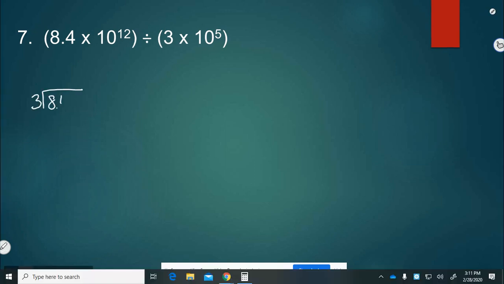3 into 8.4. 3 goes into 8 twice, which gives me 6. I have 2 left over. Bring down the 4. 3 goes into 24 8 times. So we get 2.8 times 10, and then 12 minus 5 is 7. So our final answer is 2.8 times 10 to the 7th.